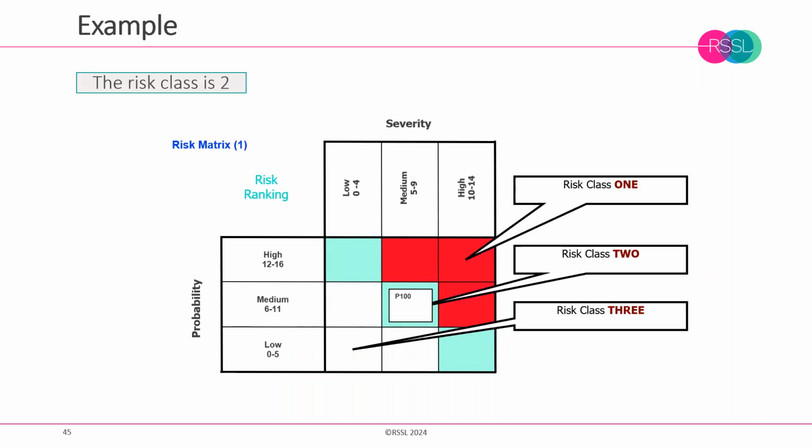So we need to go back to our first risk filter. We can take this room 100 and position it on our matrix, and it falls slap bang in the middle, and this gives it a risk class of 2.